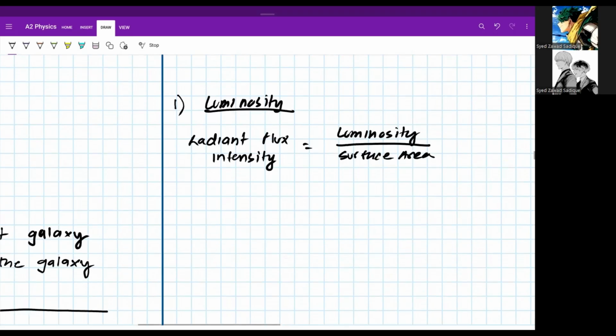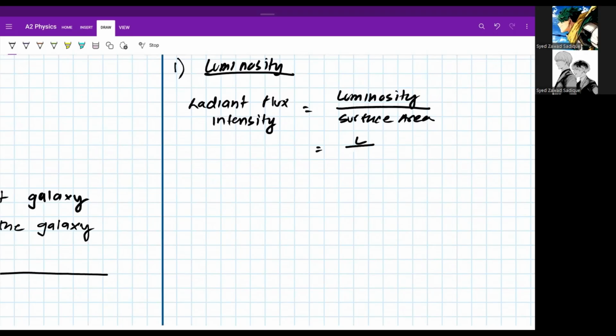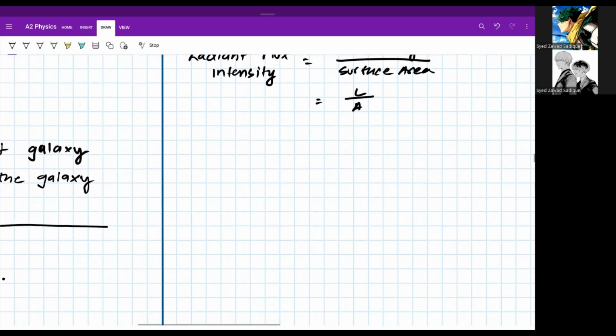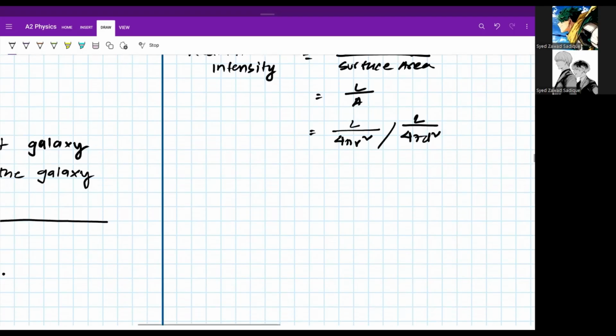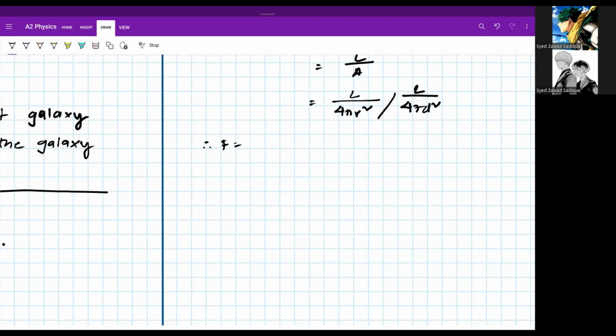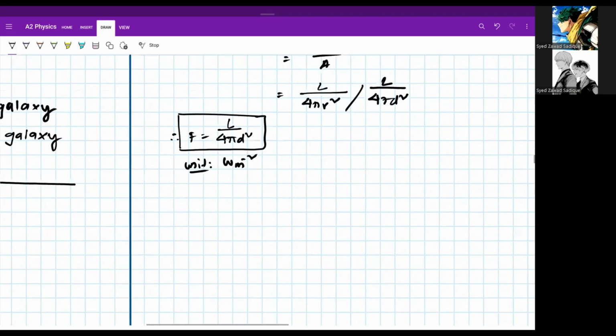Surface area. So L divided by A, where A is 4 pi r square, or L divided by 4 pi d square. Therefore, F is equal to L divided by 4 pi d square is the formula, where the unit is watt per meter square.